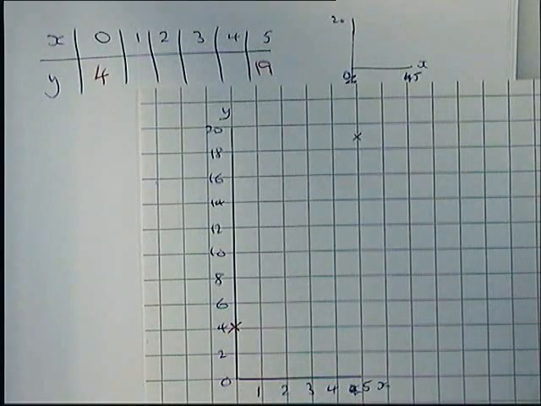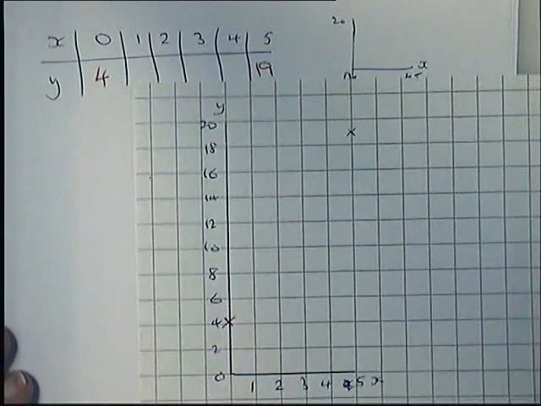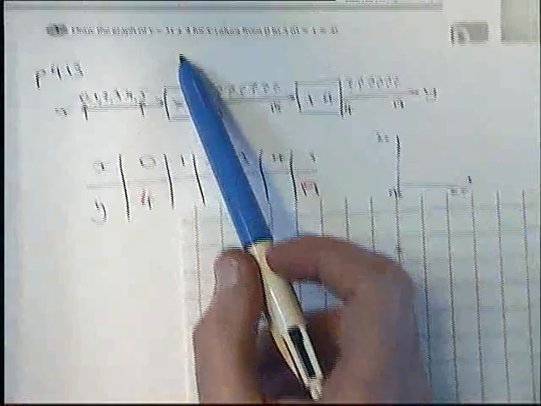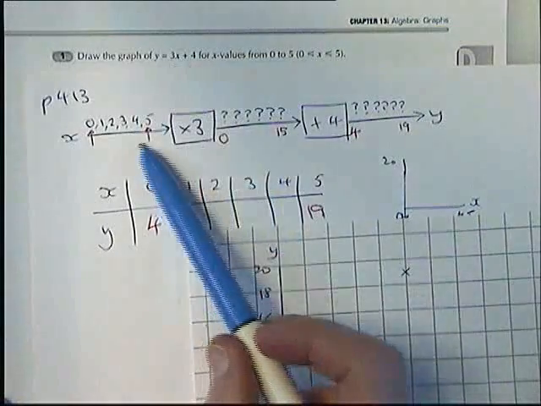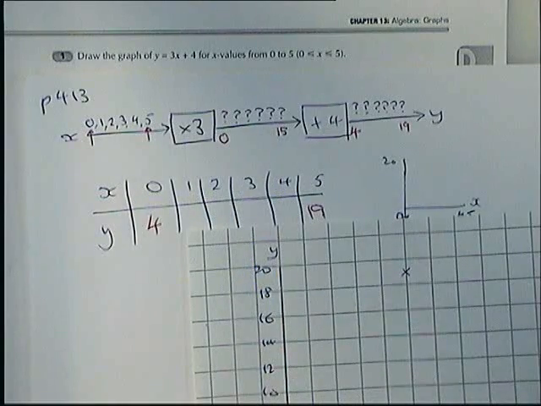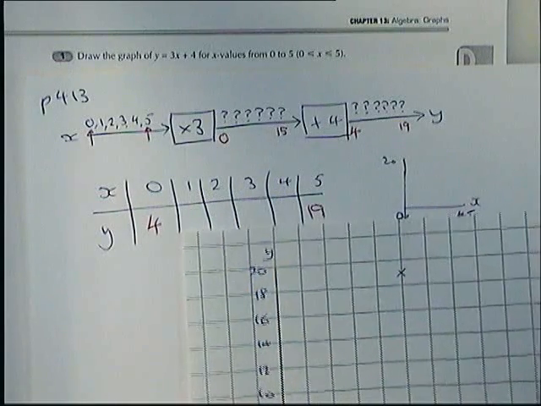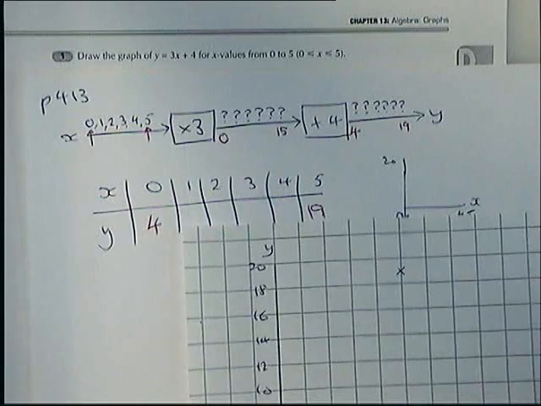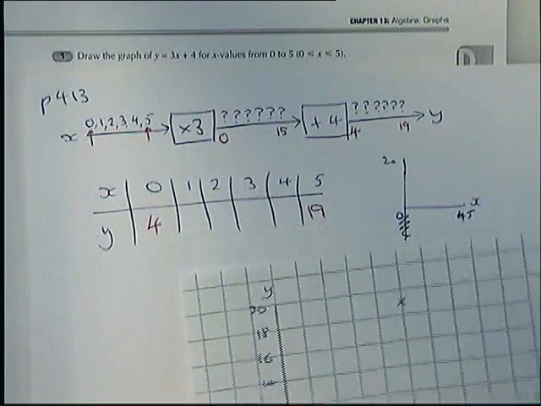So all that was different on this page, page 413, was the questions were written down like that without this flow diagram sort of bit done for you. And you've got to be able to make sure you can do that flow diagram bit yourself to help you get the points you need so you can plot your graph.